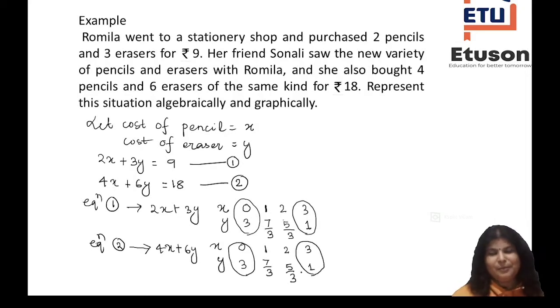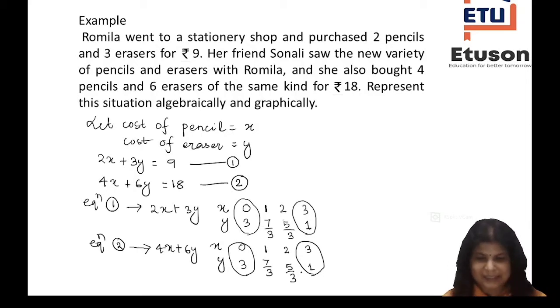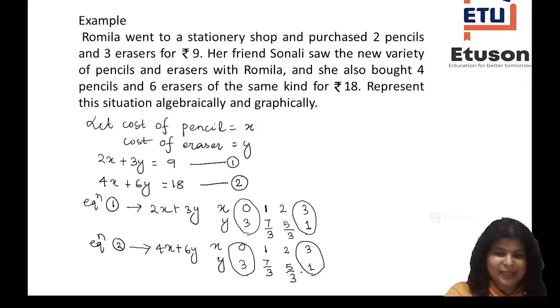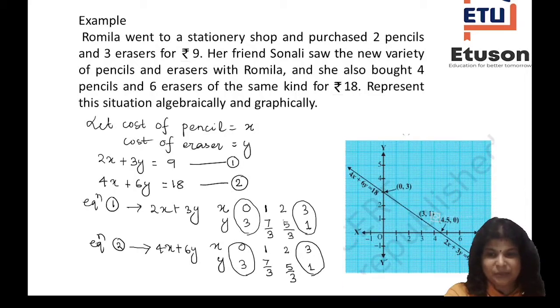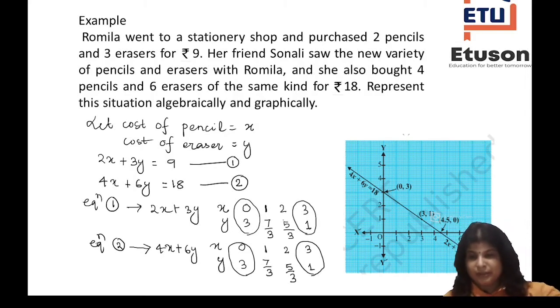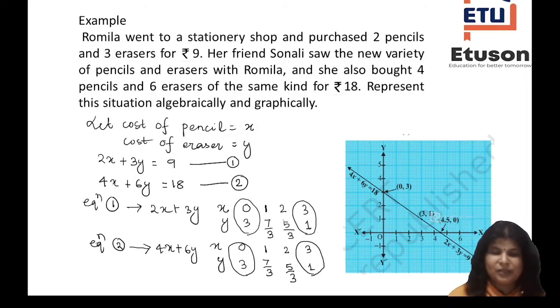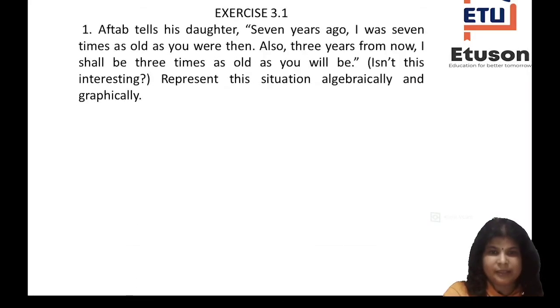So then what do you mean by that? What is this condition? Here the pair of lines are coincident. So it will look like this, as you can see. Both the lines are overlapping with each other. So they are coincident. Correct or not? So this will be the form of the graph. You understood, children? So now let us take the first problem from exercise 3.1.